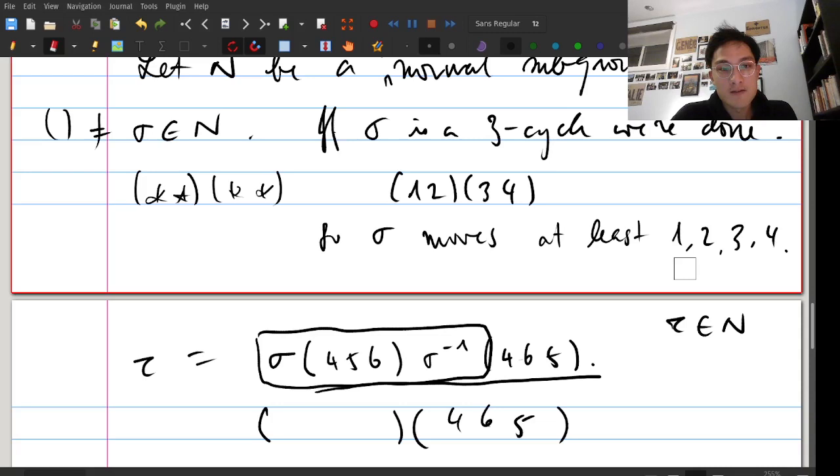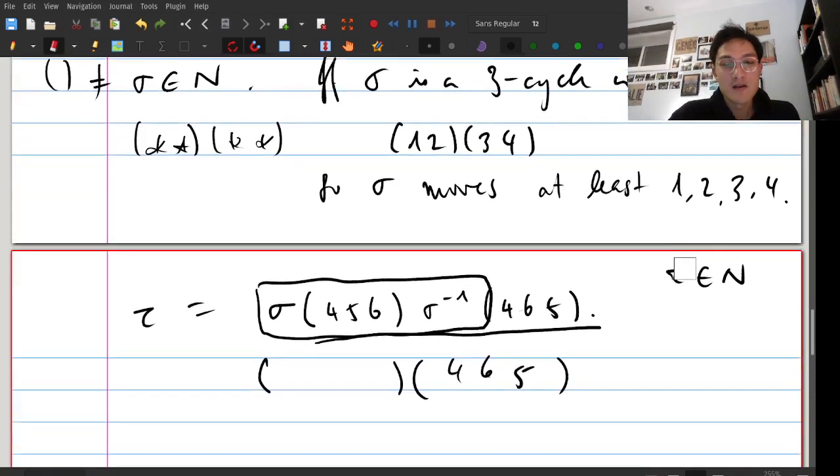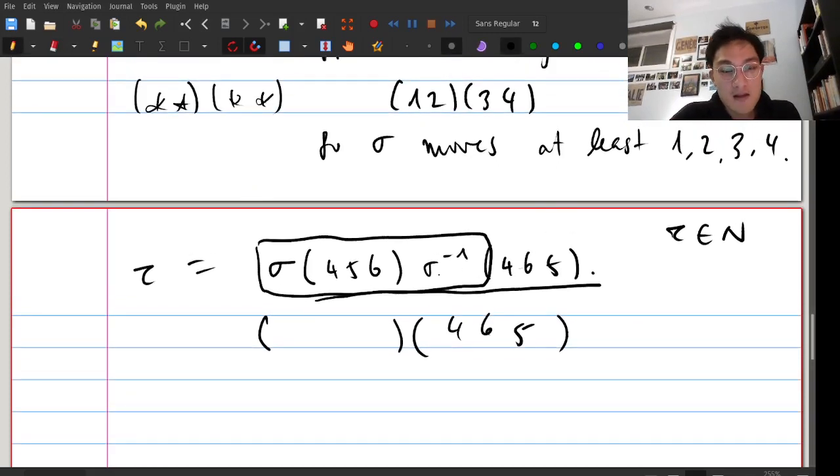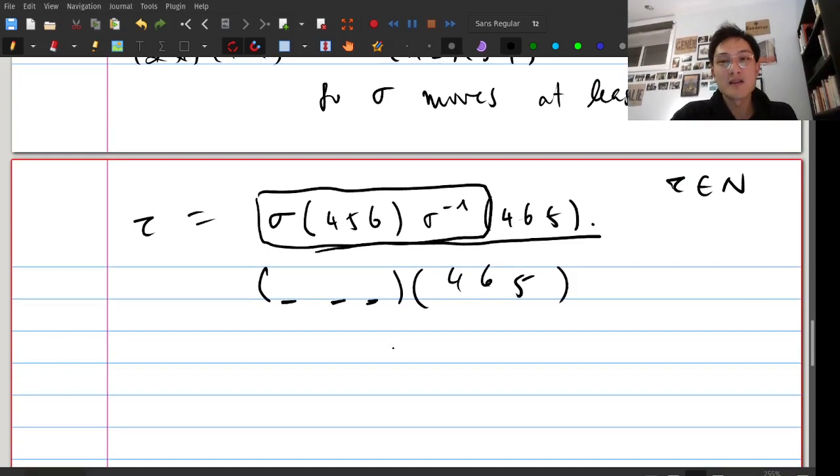Sigma, 4, 5, 6, sigma inverse. I feel like it should be quite easy. I'm just not seeing how it happens here, that we want the support, these 3 numbers, one of them to be 4, 5, or 6. If we can have that, then we're done. Why don't I continue the proof? We'll just assume that one of these is 4, 5, or 6.